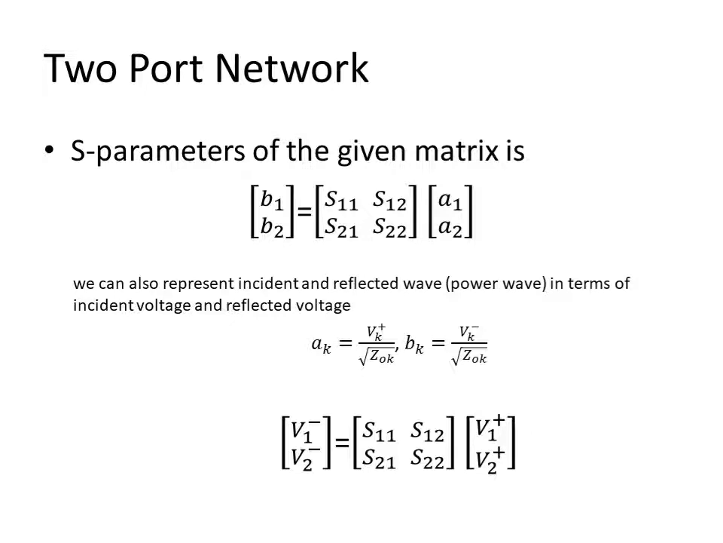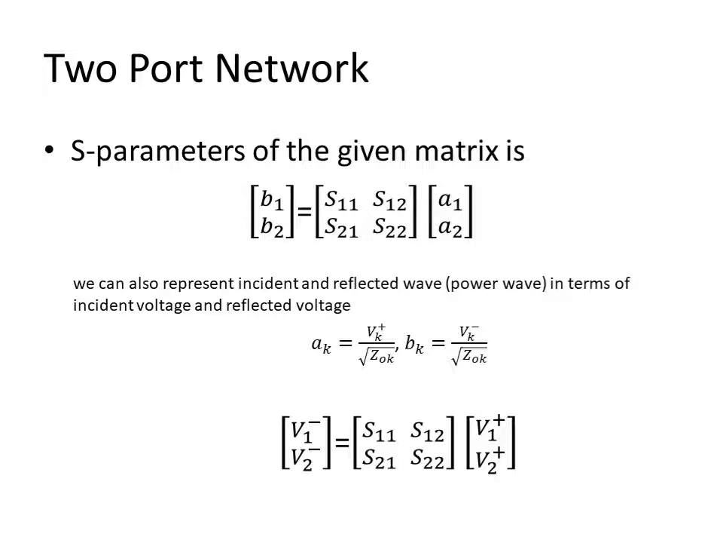So here we see that power is converted in terms of incident voltage. Similarly B_k is V_k minus divided by the square root of Z_0k. Again, here V_k minus is the reflected voltage and Z_0k is the characteristic impedance. After substituting these values in the above matrix, the matrix is converted in terms of incident voltage and reflected voltage.